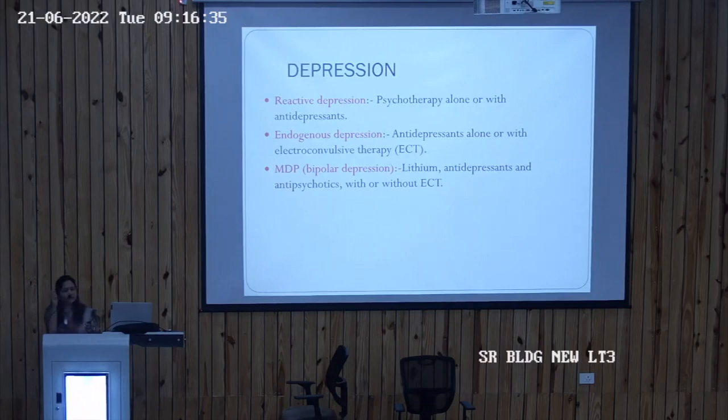Now there is another type, endogenous depression. Okay? So here you need to understand the pathophysiology of depression. What happens in endogenous depression? For that you need to prescribe antidepressants. You can give an antidepressant alone or you have to give electroconvulsive therapy with the antidepressant. Why do we have to give electroconvulsive therapy along with the antidepressant?